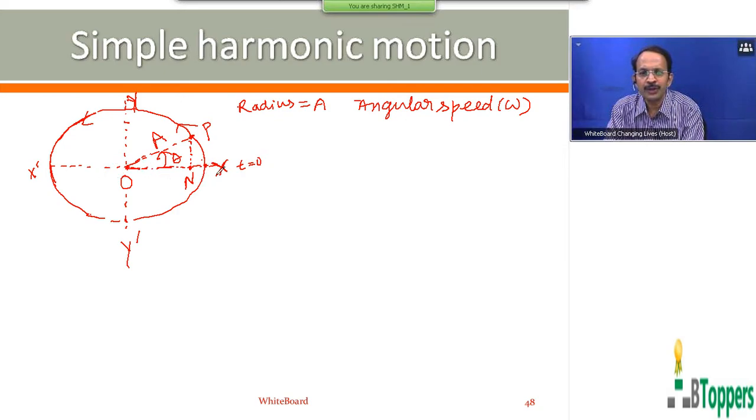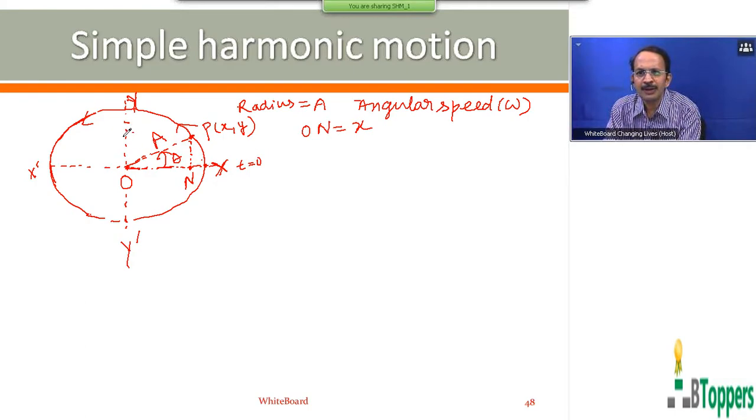That means X dash OX is one of the diameters of the circle, and N is the foot of the perpendicular dropped from the point P on it. We can take X dash OX as the x-axis, and Y dash OY, another diameter perpendicular to the first, as the y-axis. Let x, y denote the Cartesian coordinates of the particle with respect to the center of the circle as the origin, taking the plane of the circle as the xy plane. That means the distance from O to N is equal to x.